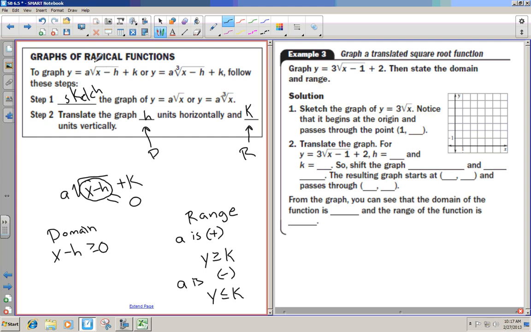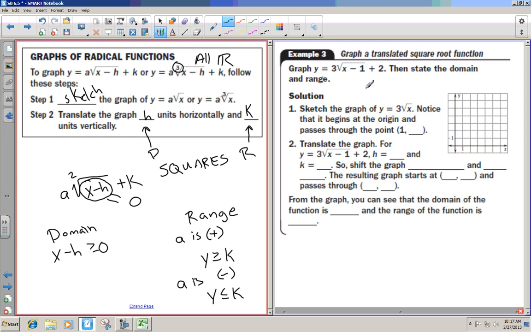a square root. Mind you, I said only a square root. This is only true for square roots. That's because you all should know for cubics, it's simply all real numbers. So we'll refer back to this in a little bit. All right, so let's graph the first one.